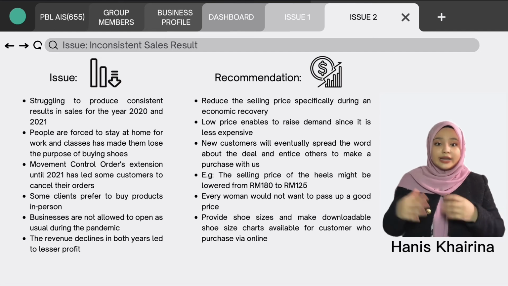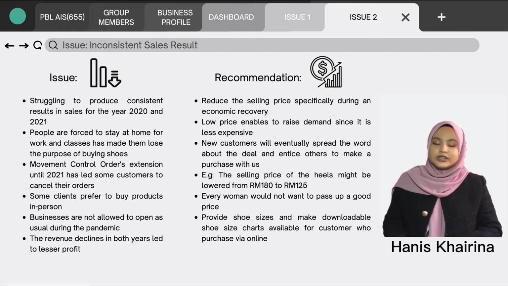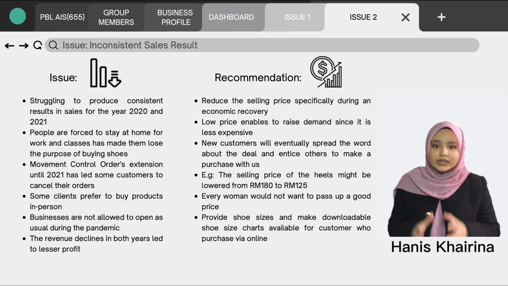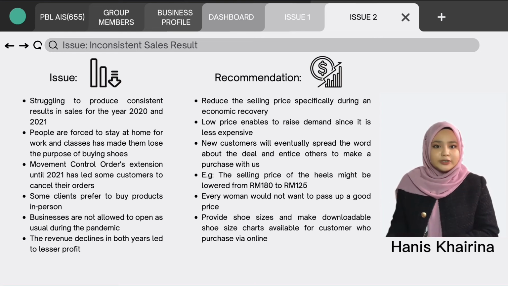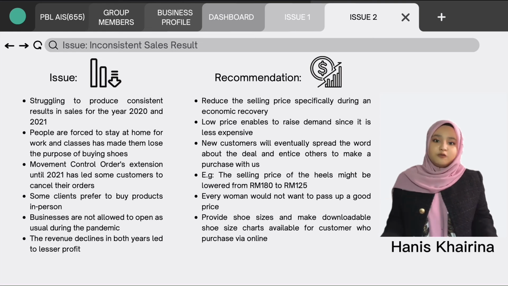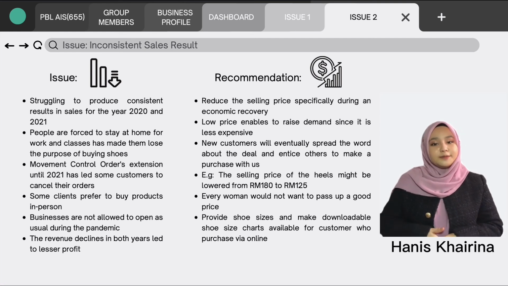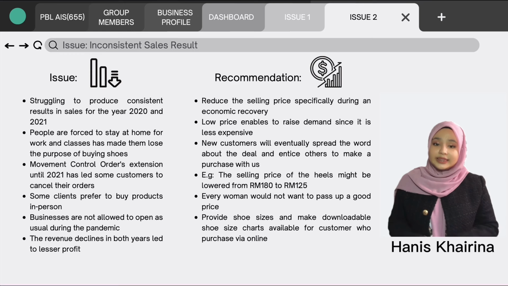So, in addition, All About Fit must provide a shoe size guide and make downloadable shoe size charts available to guarantee that online purchases will run smoothly. Therefore, our company will be able to meet the objective of having more sales than in 2020 and 2021.